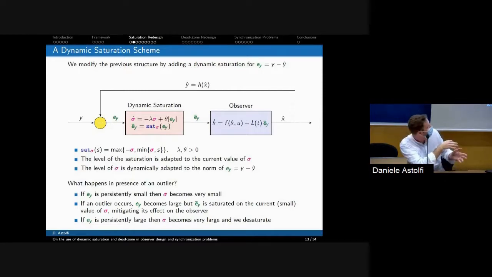And now, if EY becomes large for a very long time, because we are far, the observer is far from the state dynamics, well, this sigma variable will increase because it's fed by EY, which is large. So sigma becomes large, and then we desaturate. So we use the standard correction term to make the observer convergent.